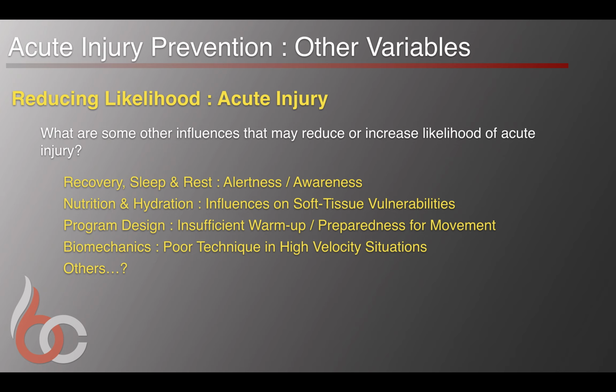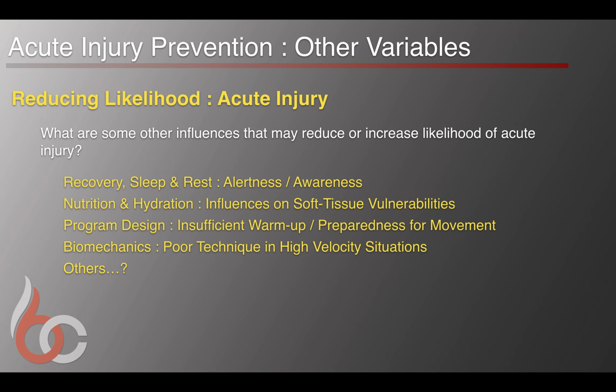So when we look at reducing likelihood, again, the variables aren't changing. That's interesting, right? When we talk about reducing likelihood in these cases, aside from strength work, what can we do to make sure that muscles are prepared? When we talk about program design as a variable, we're talking about making sure there's a really, really good warm-up, and that joints are prepared to move in the way we're about to ask them to.